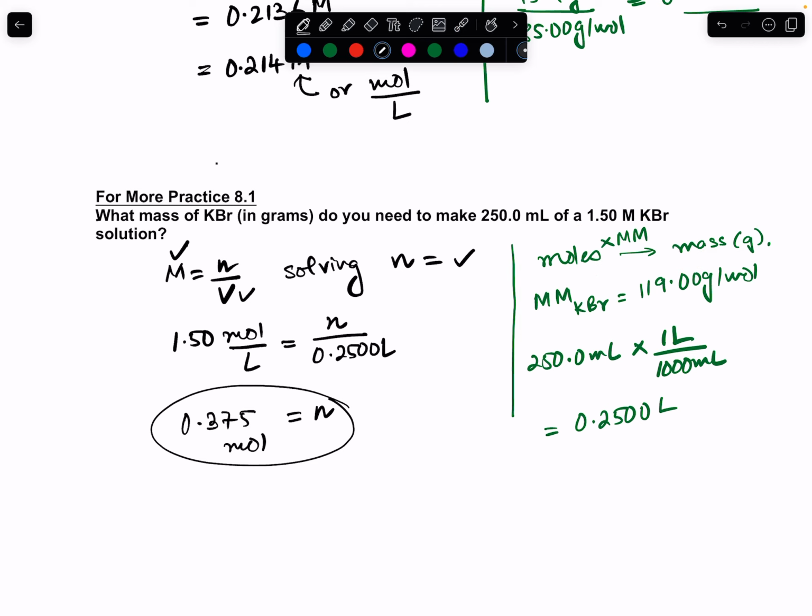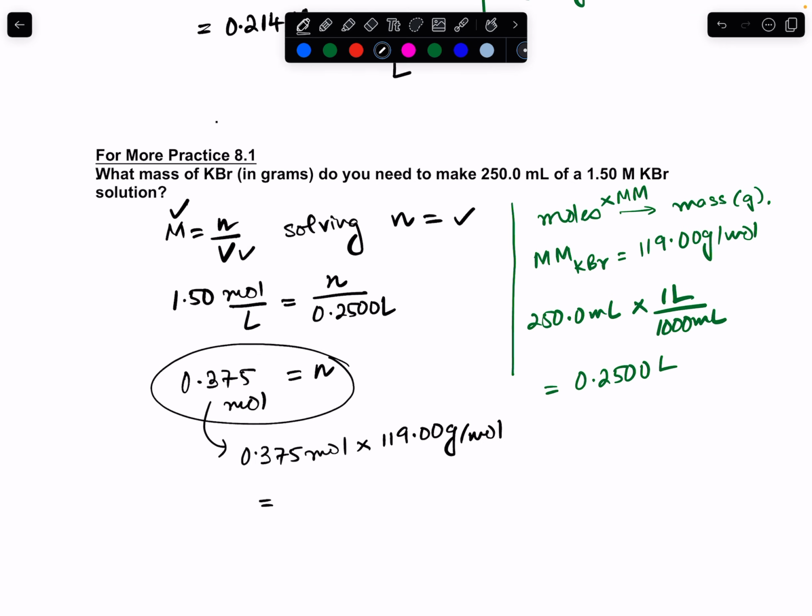So we're going to take this number, 0.375 moles, and multiply it by the molar mass, which we calculated, 119.00, and that is going to give us 44.625 grams. Now we correct for significant figures. We need to stop at this place, so that is equal to 44.6 grams of KBr.